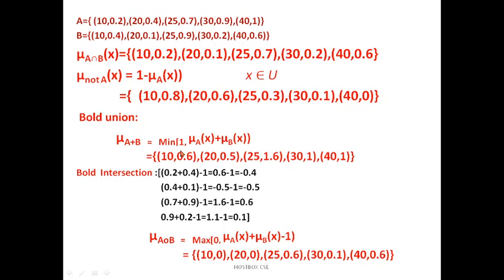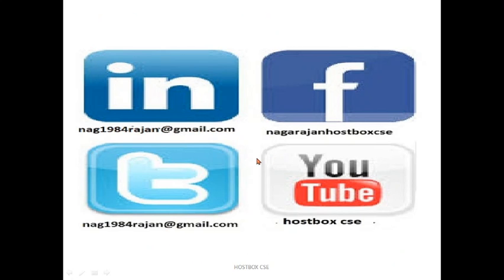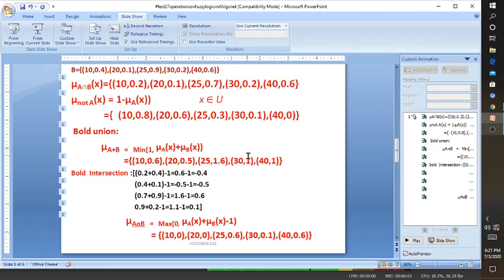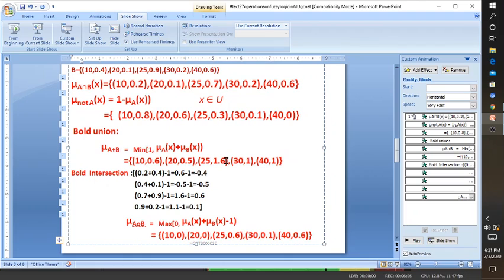So first 10 comma, I have to add mu a of x plus mu b of x value. So 0.2 plus 0.6 is 0.8, so 10 comma 0.8. Then similarly 20 comma 0.4 plus 0.1, 0.5. And here 25 comma 0.7 plus 0.9 is 1.6. Just now I told you the membership value should be between 0 and 1, not more than 1. If it is more than 1, you consider the maximum of 1 only. So we should not take 1.6 here, we can take 1 only.